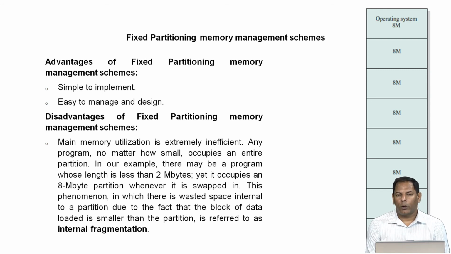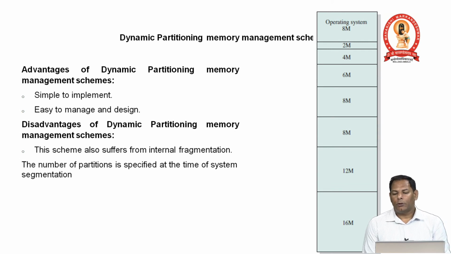We have two types of fragmentation: internal fragmentation and external fragmentation. We will discuss this later. In the case of the dynamic partition scheme, both of these problems, which are disadvantages of the fixed partitioning scheme, can be lessened. In this scheme, we will use unequal size partitions. That is, if you see in this example, a program as large as 16 MB cannot be accommodated.